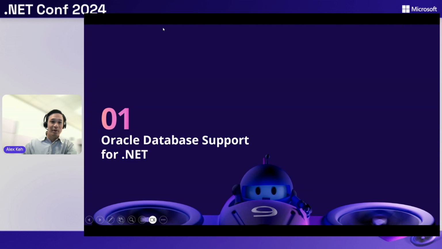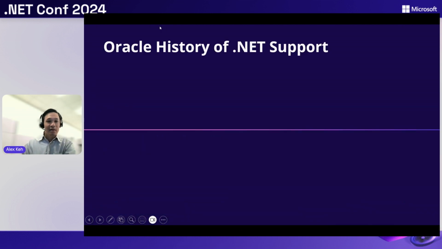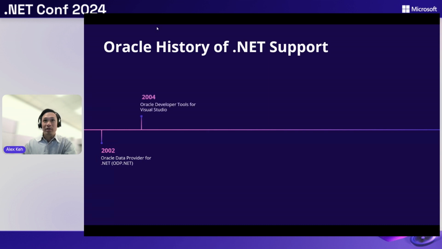Okay, so let's talk about our database support for .NET. We've supported .NET for a long, long time. Even before .NET, we were supporting Microsoft COM and OLE DB. But 2002 was the first year we released our data provider, Oracle Data Provider for .NET, or ODP.NET. And then a couple years after that, we supported Visual Studio with a set of tools that give you some design time ability to change your schema, do queries, even debug your stored procedures.